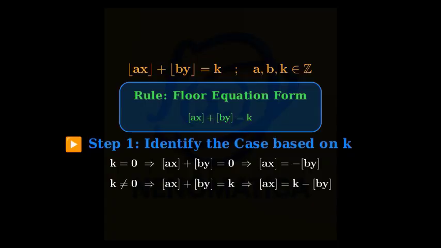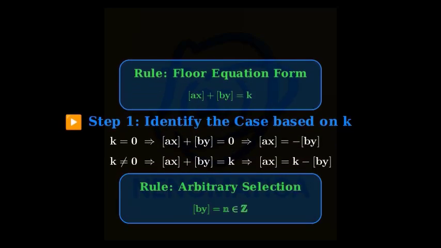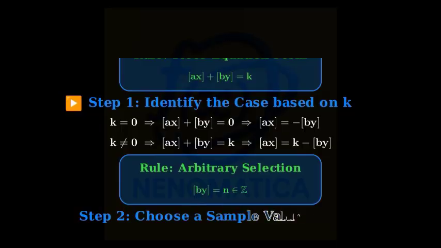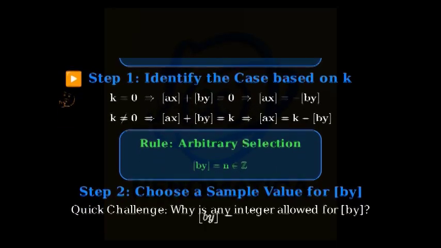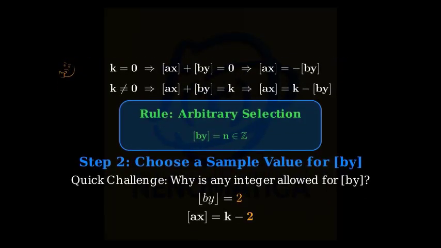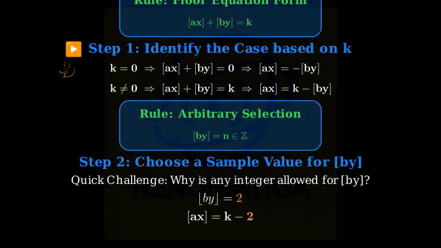Step 2. Choose an integer value for one floor term. We will use the arbitrary selection rule. Let us pick the floor of by to equal 2 as a concrete example. Substituting into the k not equal 0 case gives the floor of ax equals k minus 2.